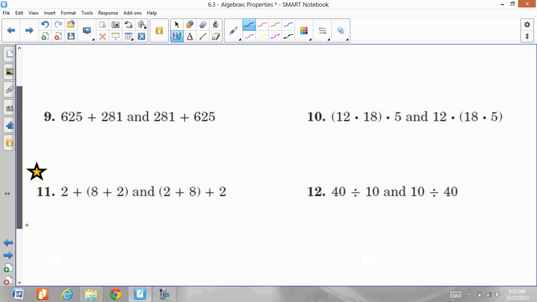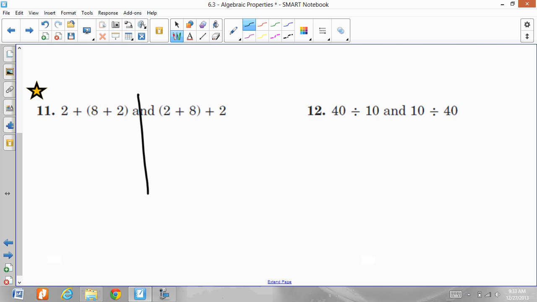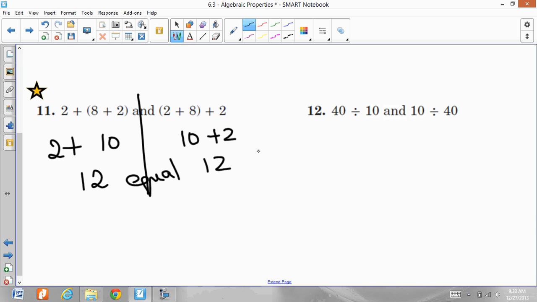Let's focus on question number 11. 2 plus 8 plus 2. Parenthesis goes first. 8 plus 2 is 10, plus 2, 2 plus 10 is 12. Parenthesis goes first. 2 plus 8 is 10. 10 plus 2 is 12. 12 is equal to 12. Let's focus on what property they applied. So they have grouped them differently. Here they have grouped 8 and 2. In this case, they have grouped 2 and 8. So they have used the associative property. Associative property is the grouping property.